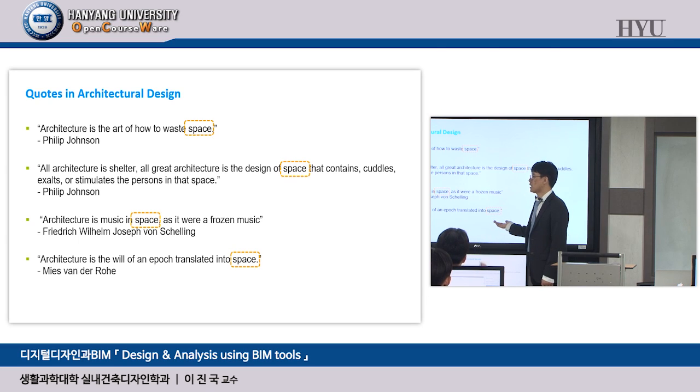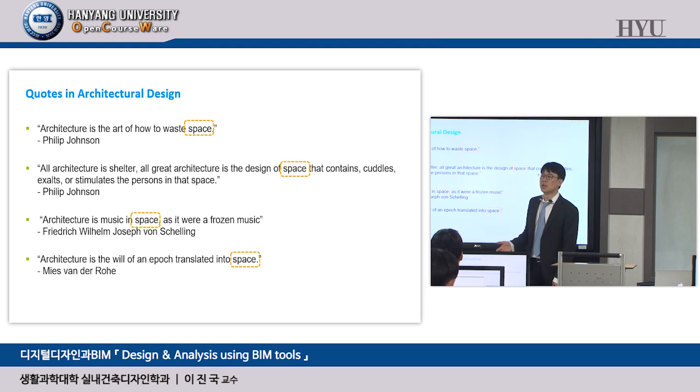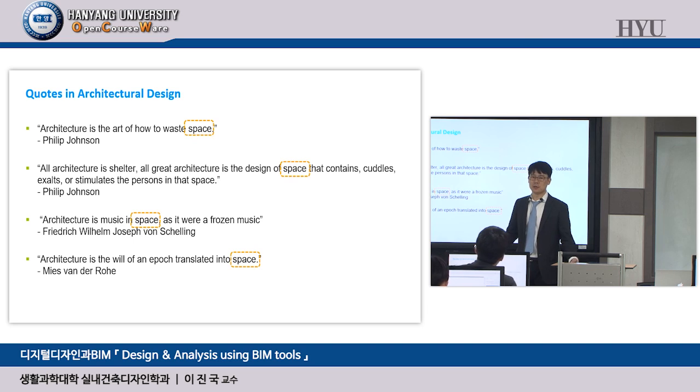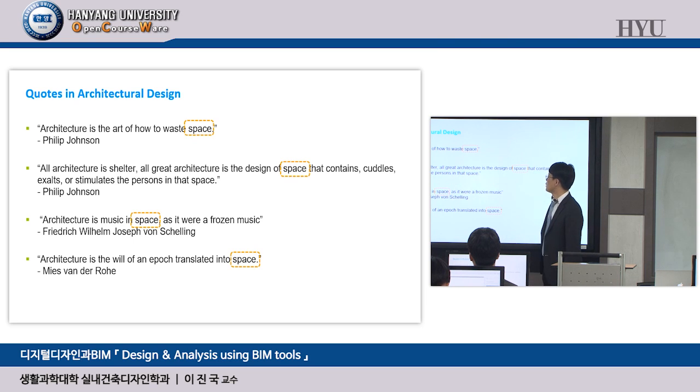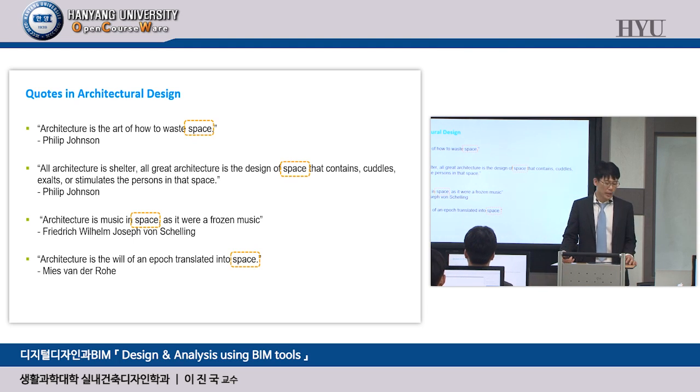But anyway, architects or even philosophers, general people, smart people, they are always talking about space, okay? How to waste space, that is architecture, okay? Sounds like something weird, but anyway, that's true. And architecture is a shelter, design of space. Music in space, frozen music. An epoch translated into space. Even Mies van der Rohe talked about space.